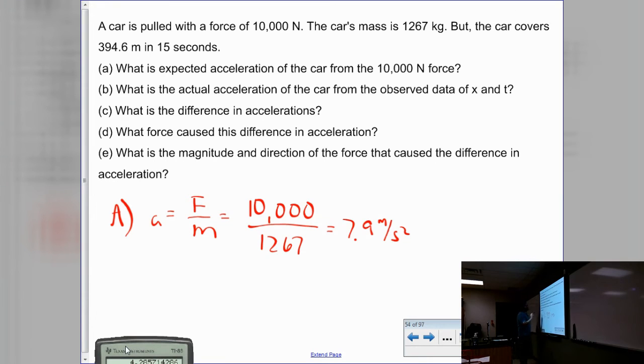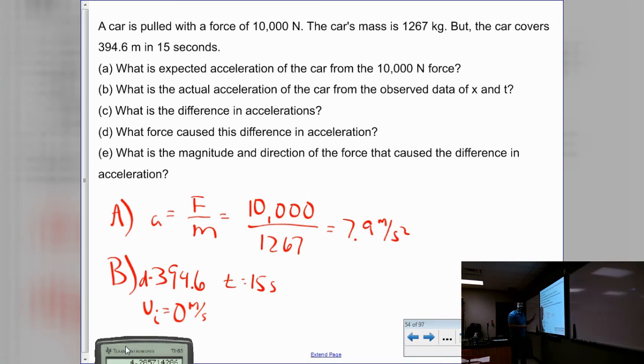Part B says, what is the acceleration from the position time data? Well, what information does it give us here? It gives us a distance of 394.6 meters, and a time to do that of 15 seconds. Now, I'm assuming here, and it doesn't necessarily say it, that the car starts from rest. The initial velocity of this car is 0 meters per second. I know it doesn't explicitly say that in the problem, but I'm going to assume that's the case, because otherwise we can't solve this problem.